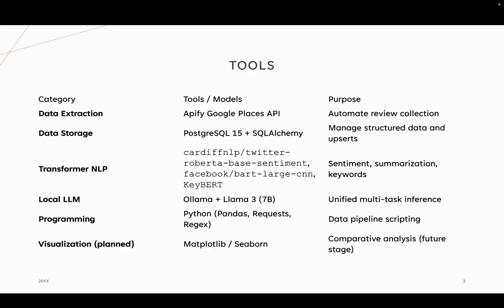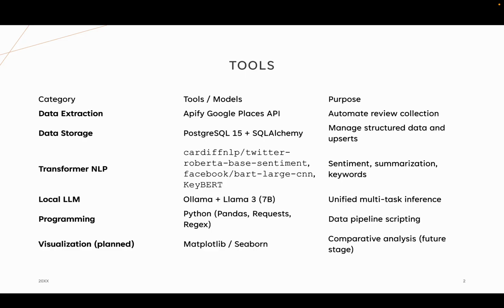So these are the tools that I have used in this project. To collect data, I have used the Apify Google Maps API, which helped me to scrape real restaurant reviews automatically. And for the data storage, I used PostgreSQL with SQLAlchemy. This allowed me to build structured tables with easily updated data whenever new reviews were added.